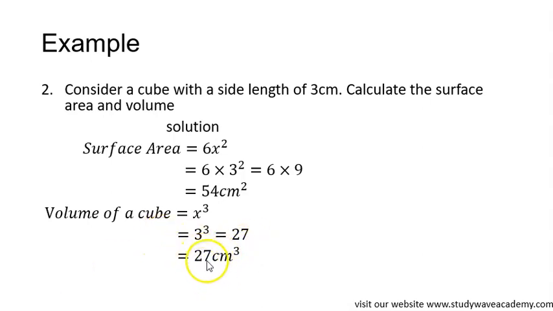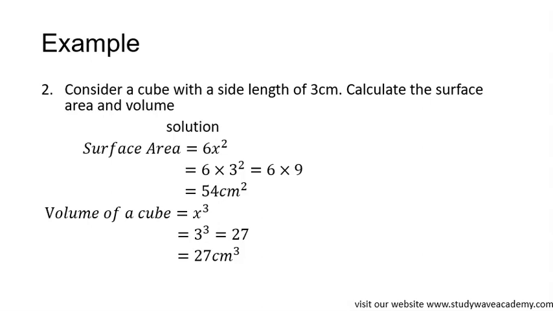So the volume of a cube is 27 centimeter cube. Okay? So we now know how to calculate the surface area of a cube and the volume of a cube, right? It's easy. It's just for you to know the formulas, okay?